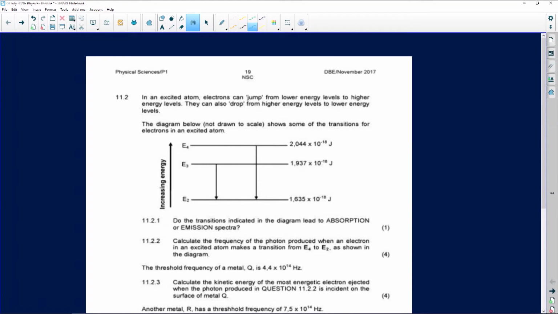And the question reads, in an excited atom, now remember, if something is excited, it's got some energy. So in an excited atom, electrons can jump from a lower energy level to a higher energy level. But remember, if electrons do not have enough kinetic energy, then they're not able to jump from one energy level to another. So they need to take in enough energy, and then they're able to move.